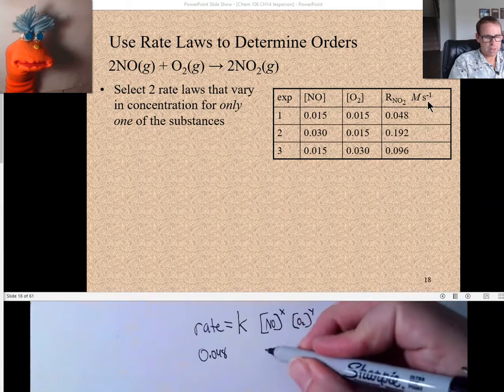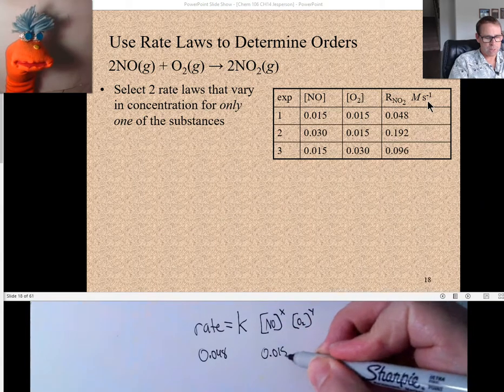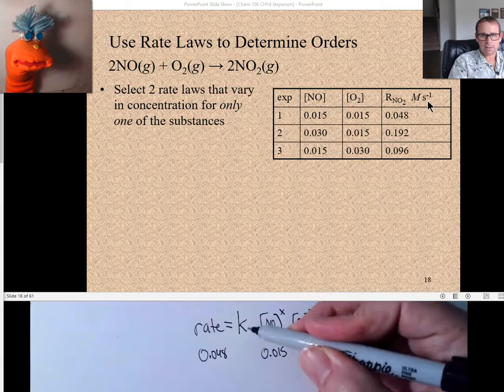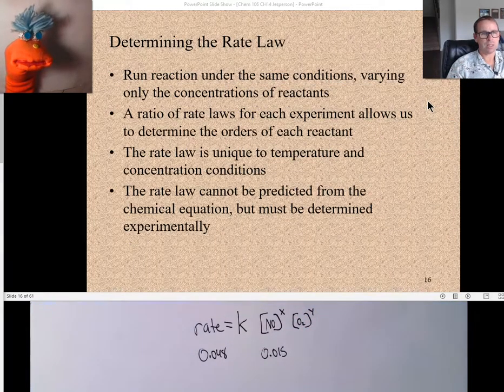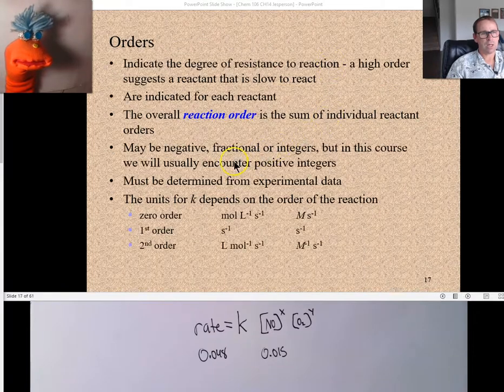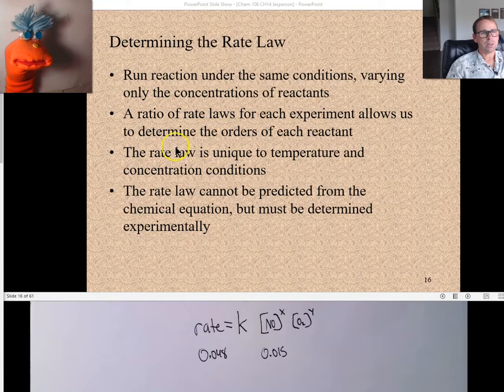The concentration of the NO here is 0.015. The K doesn't change for different concentrations. We can go back to this one. It says here, the rate law is unique to temperature and concentration conditions. The rate law cannot be predicted from chemical equilibrium, but must be determined experimentally. Okay. So this isn't true.